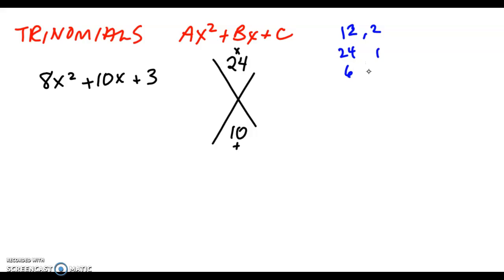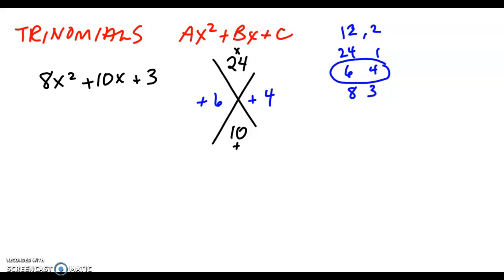We've also got 6 and 4. We've got 8 and 3. I think that's all of them. And of course, if they're both negative, that would work too. Now, any of these seem to add to 10? Well, yeah, this one. So the 2 numbers that multiply to 24 and add to 10 are positive 6 and positive 4.